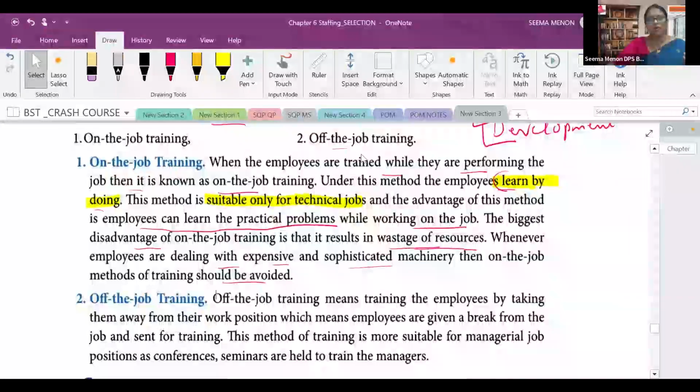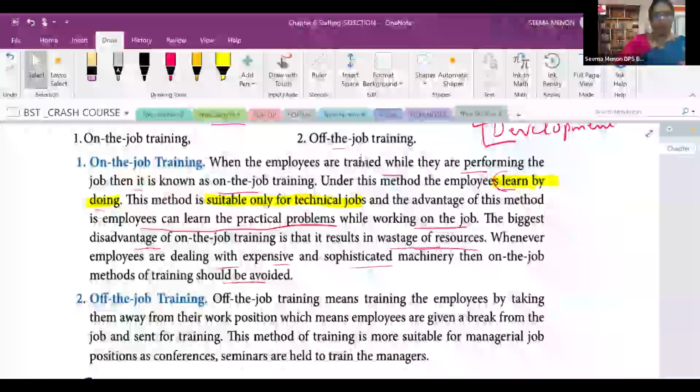That is on the job and off the job training. On the job means काम के साथ सीखो, learning while doing. That is called on the job. And this is mostly applicable to technical jobs.